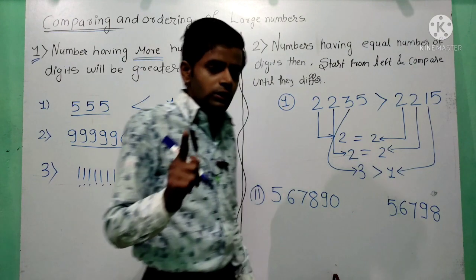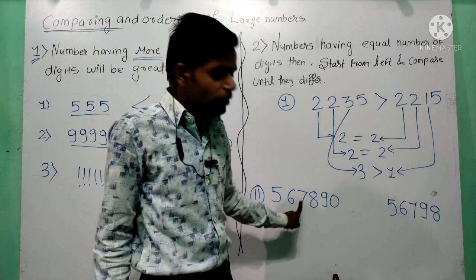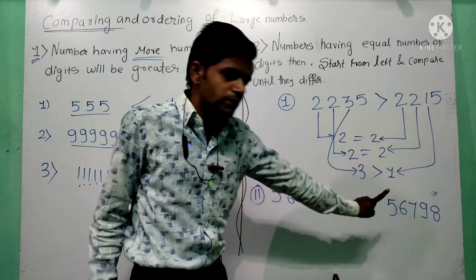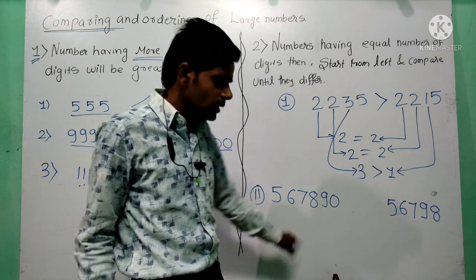Okay, both the numbers have different number of digits. So this number is greater because what? It is a 6 digit number, but the second one is a 5 digit number. So obviously this number is greater. Okay, the first one is greater.